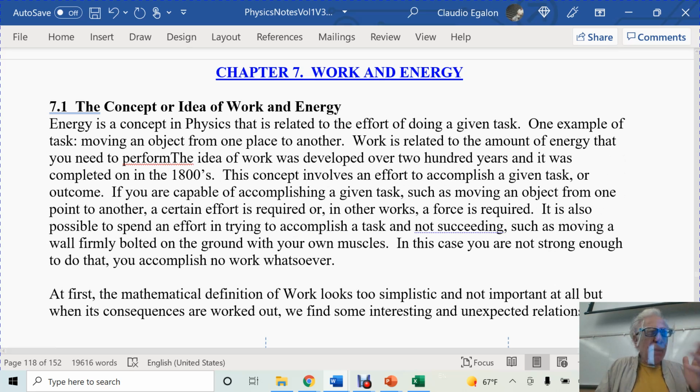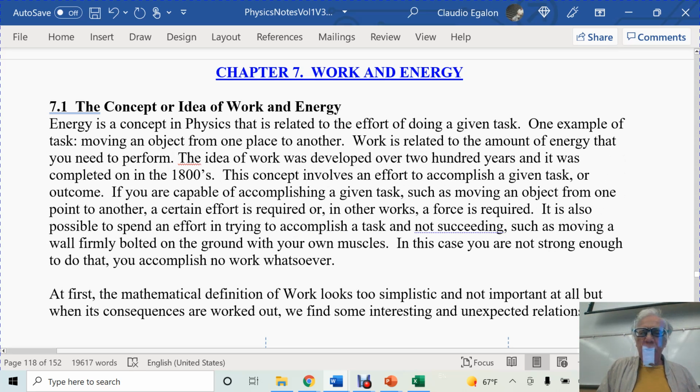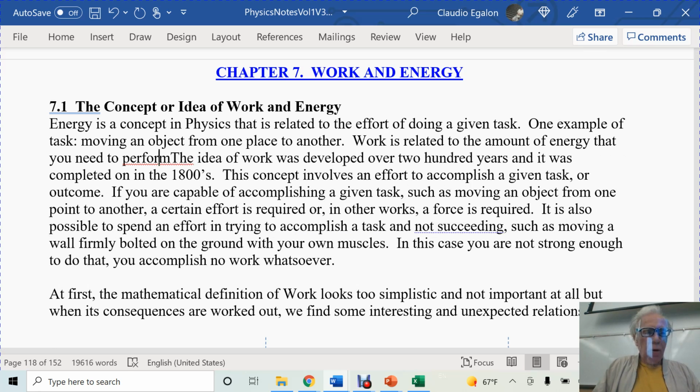I had a better definition. I don't remember right now how it is, but we can leave it this way. Work is related to the amount of energy that you need to perform a given task. Okay.